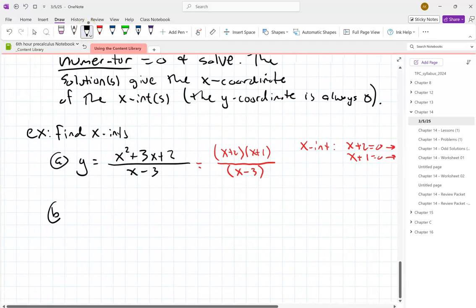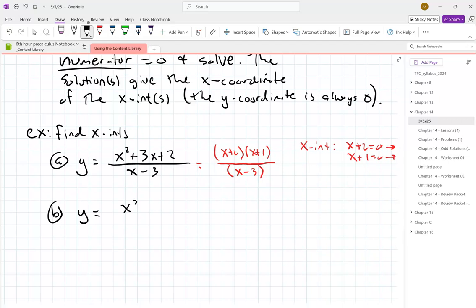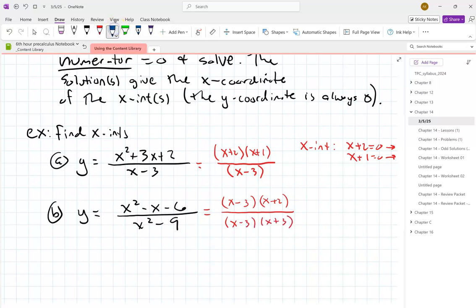Maybe do one more, I guess. So I have x squared minus x minus 6 over x squared minus 9. First step is to factor. How does x squared minus x minus 6 factor? x minus 3 and then x plus 2. And x squared minus 9. Good. Do we see anything to reduce?